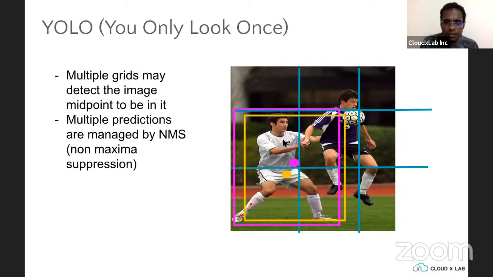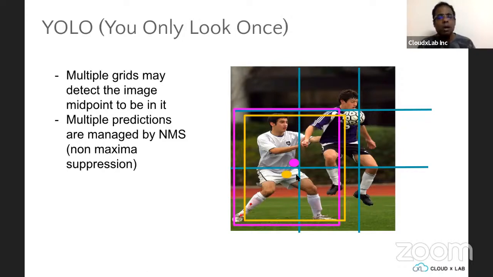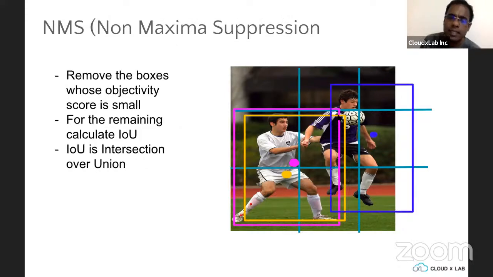But as you see, this person is kind of so close, and there would be another prediction that would say there's a certain probability that this guy's midpoint is in this grid. But when I come to this guy, maybe this guy really doesn't have a problem. There is just one prediction, and it's at this point, and the guy is over here. There's no problem over here.